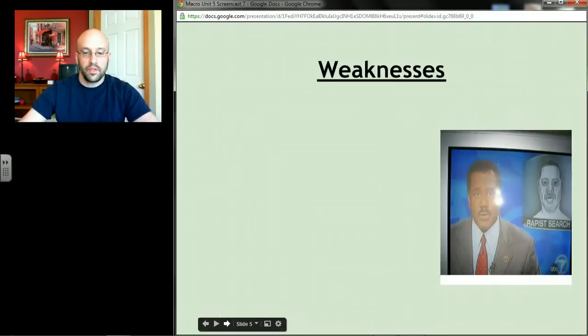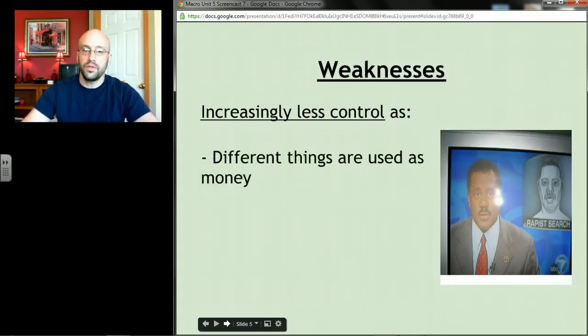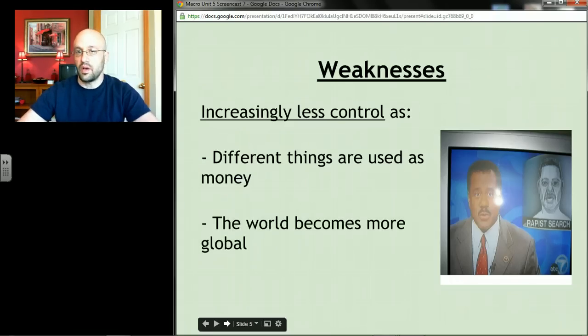All right, so we've dealt with the strengths of monetary policy. Let's deal with some of the weaknesses. First weakness is that the Federal Reserve over time is losing control over the money supply. A couple reasons for that. First off, different things are being used as money: PayPal, electronic payments, those kind of things. And the Federal Reserve doesn't really have control over those things. Secondly, as the world becomes more global and as foreigners hold on to more of our money, what we do in the United States has less effect on the money supply than what would happen if all of the money was here.